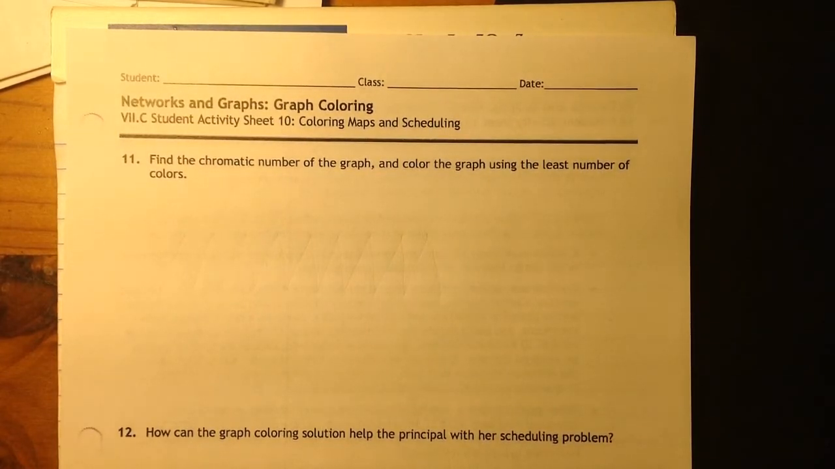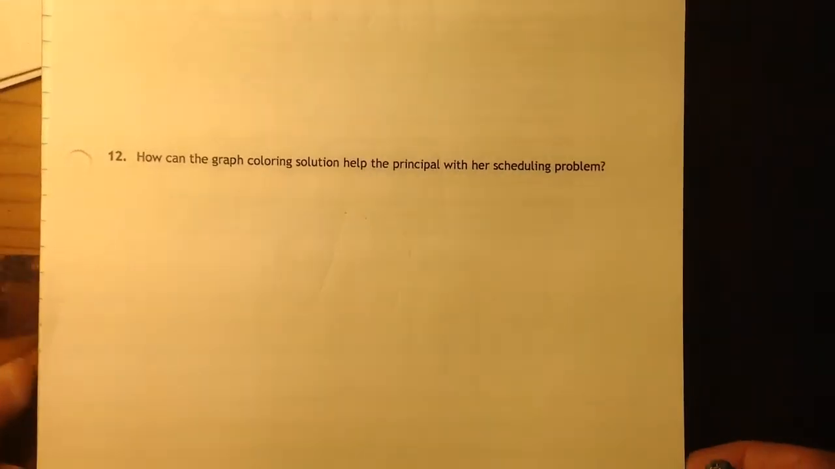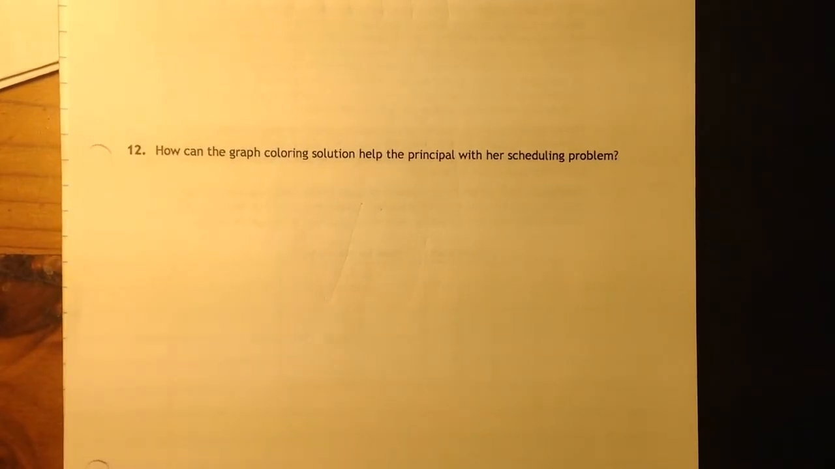And go on, color the graph with those colors. Since we use letters for the vertices, we might use numbers for the colors here, unless you want to use actual colors, that's fine too. When you're done with that, number 12 then says, how can that help the principal with her scheduling problem? We'll pause the video, let you work it out.